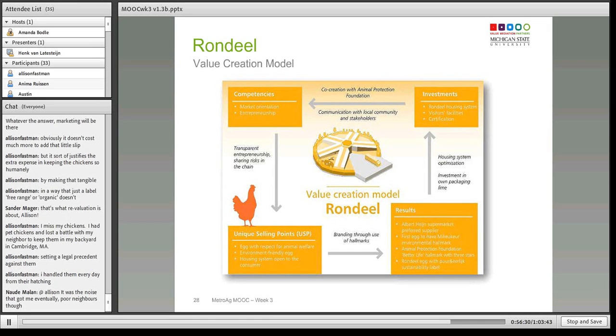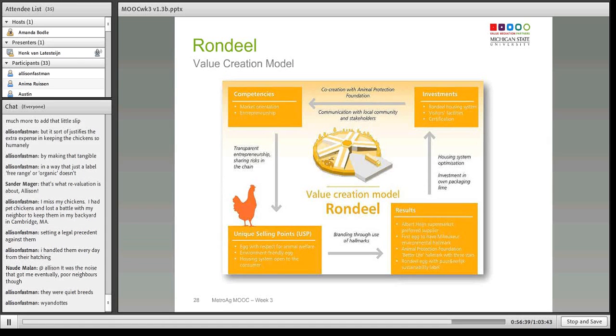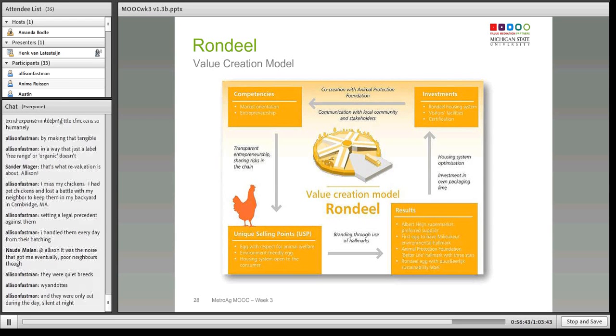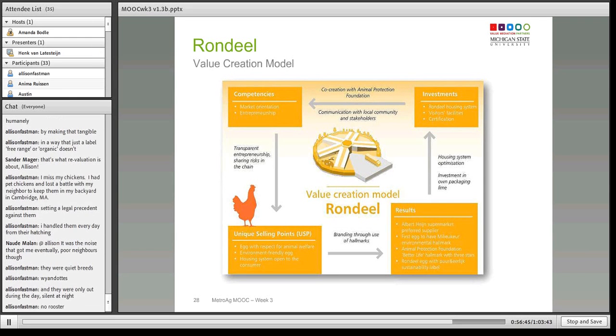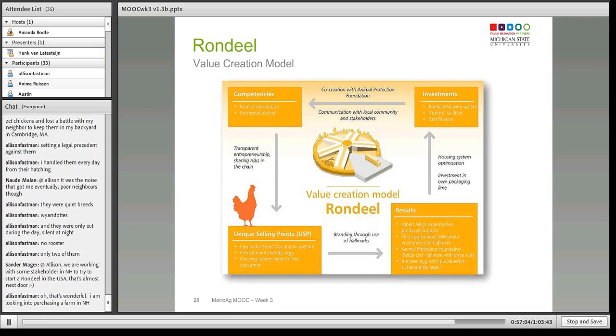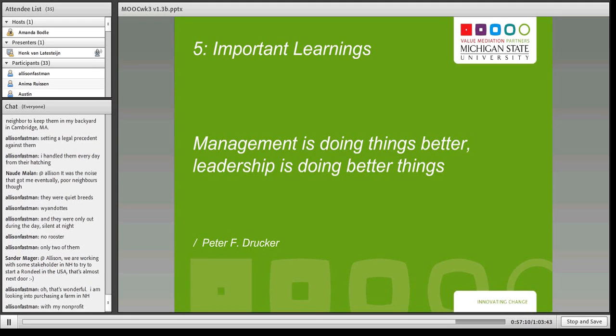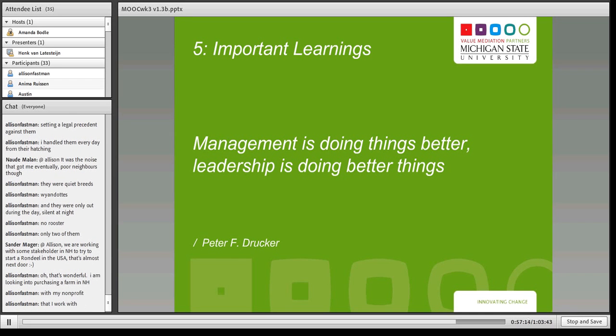So the competencies that you have to develop here are real market orientation and entrepreneurship. So move when the boundary conditions are shifting. So far, for the value creation model of Roundel, what are the learnings from these experiments? Well, again, the quote here is: management is about doing things right, gaining on operational efficiency. Leadership is about doing the right things, and that's what these both examples are all about. Not improving on what you're already doing, but redesigning what you're doing and coming up with a new proposition.